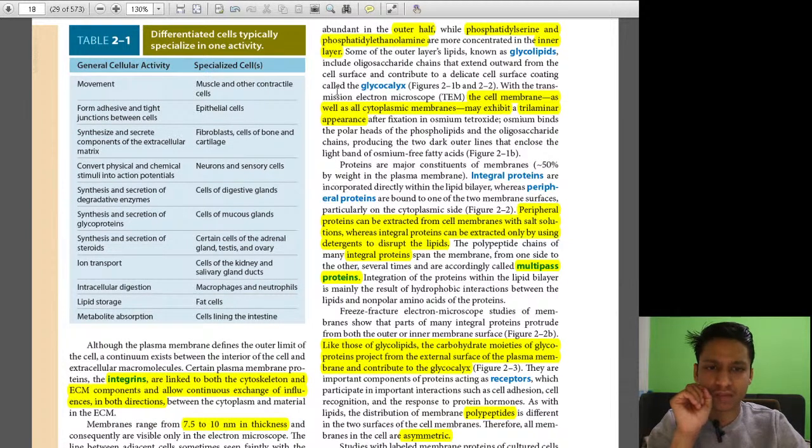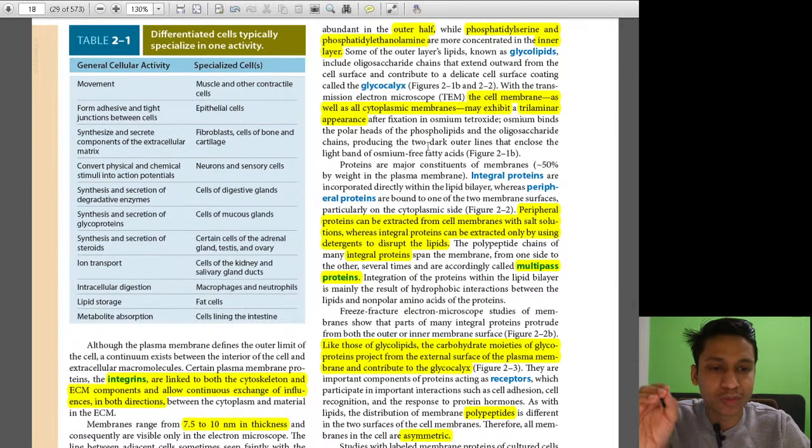With the transmission electron microscope, the cell membrane as well as all cytoplasmic membranes may exhibit a trilamellar appearance after fixation in osmium tetroxide. As we know, in the previous chapter we read about how a specimen is prepared. We saw that we use fixatives, and osmium tetroxide is the most common fixative. But when osmium tetroxide is used as a fixative in the case of the cell membrane, it gives a trilamellar appearance. How does it give a trilamellar appearance?